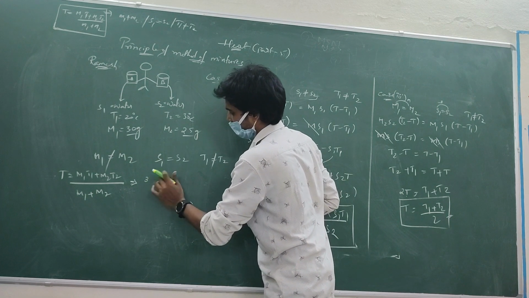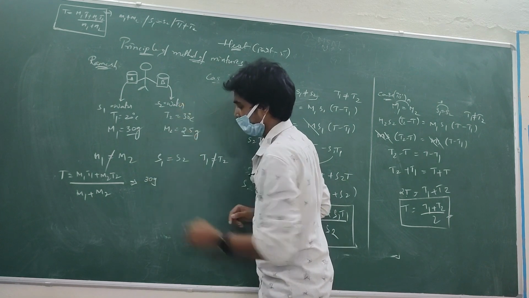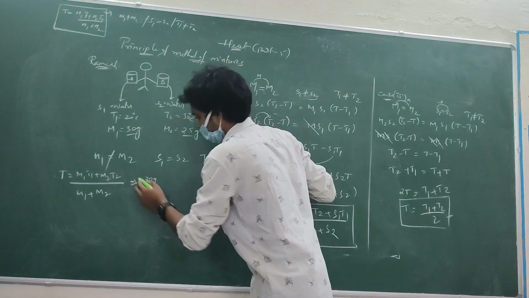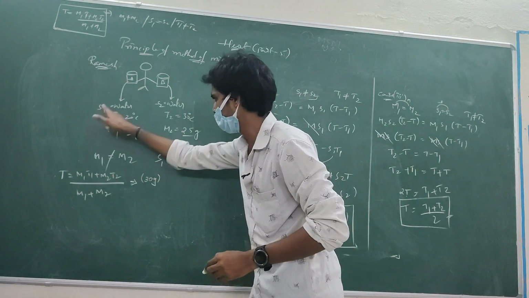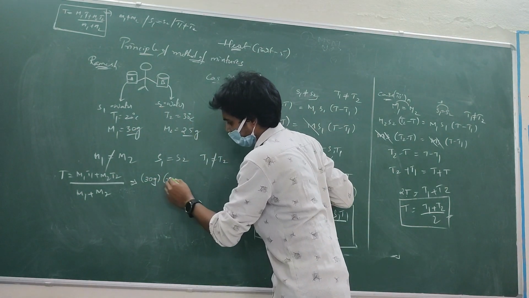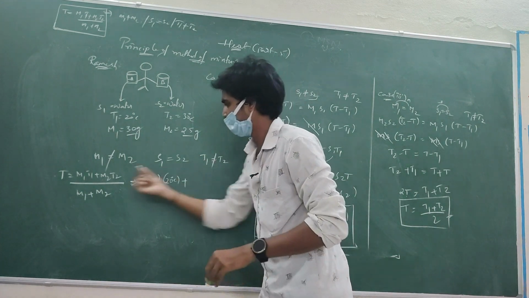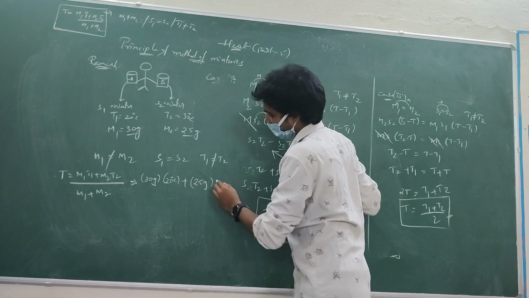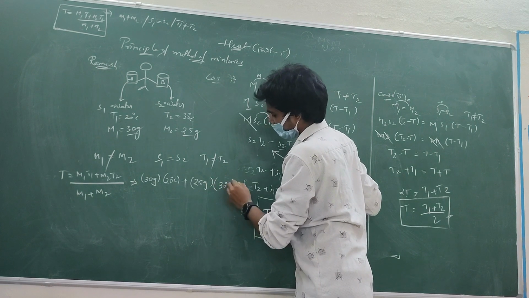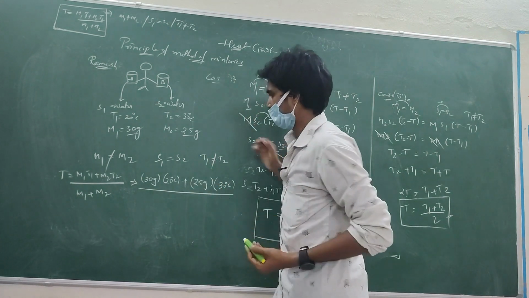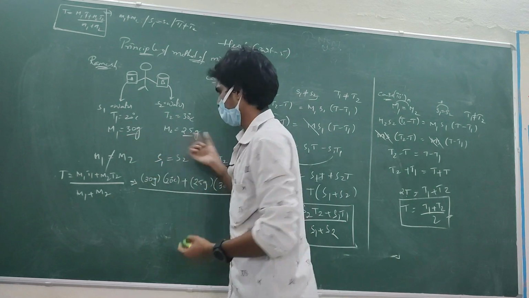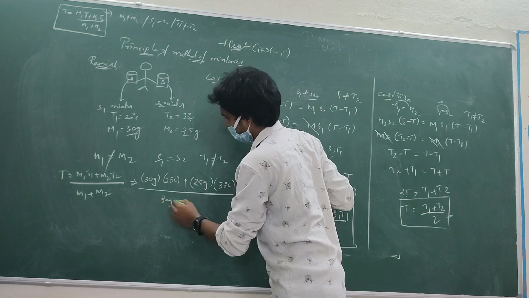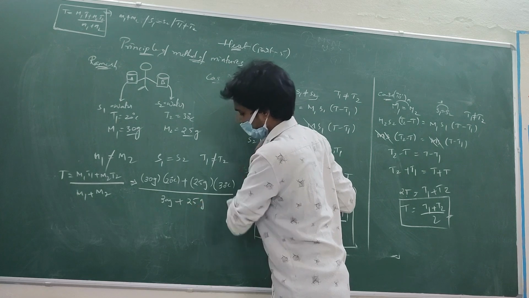In this case, the major important thing is that units were very important. While doing it: 30 grams into T1, 20 degrees centigrade, plus M2 into T2, it is 25 grams into T2, 30 degrees centigrade, divided by M1 plus M2, that is nothing but 30 grams plus 25 grams, right?